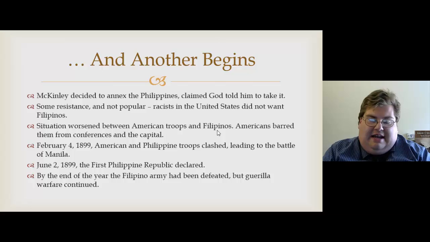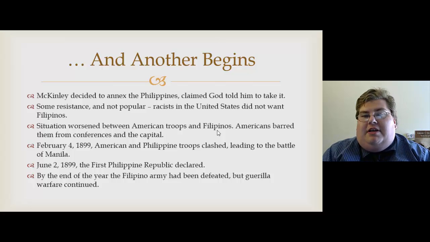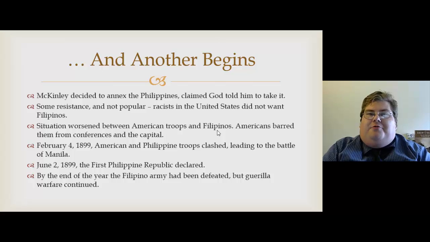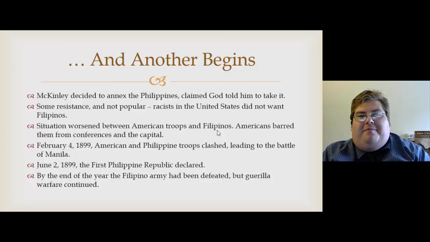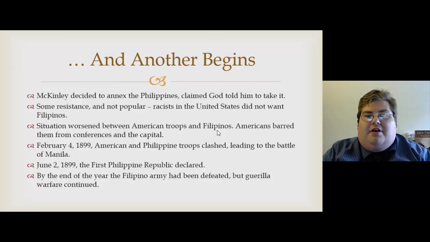McKinley decides that he didn't know what to do, but that God spoke to him and told him to take the Philippines, that he needed to Christianize the Philippines. The problem is they're Spanish Catholics. They've already been Christianized. Now what we're going to see is, because of that, American troops in the Philippines keep the Filipinos out of the peace process. Keep them out of Manila. They're not allowed to come in.